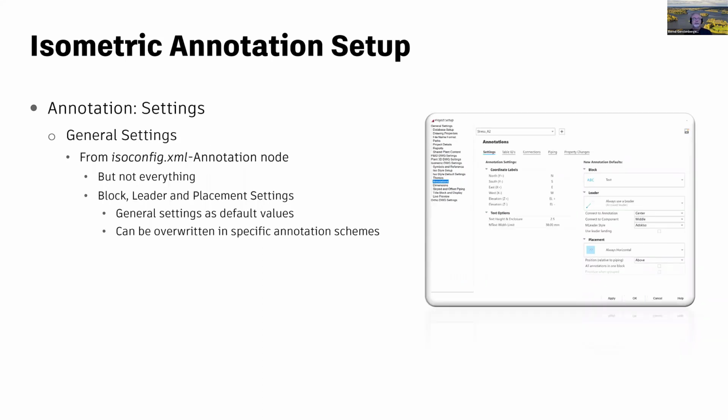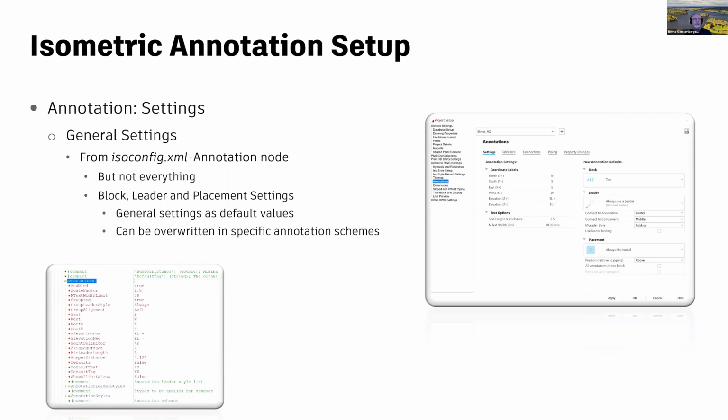In the settings tab, you see general settings. In the ISO config XML annotation node directly, you see a lot of tags which are now visible in the settings, like the north, south, east, and west tags. Some tags are still not listed here, like the bumper distance or the minimum ladder length. If you want to change these tags, you still have to do it directly in the isoconfig XML file. Additionally, which wasn't formerly possible, you have a block, leader, and placement section on the right side, where you can set the default values for those items, which can, of course, be overwritten in a specific annotation scheme.